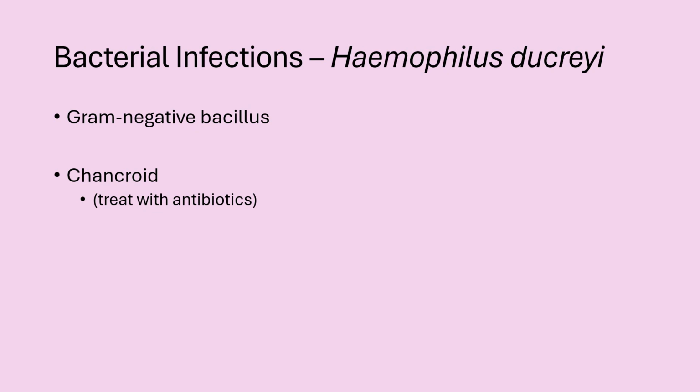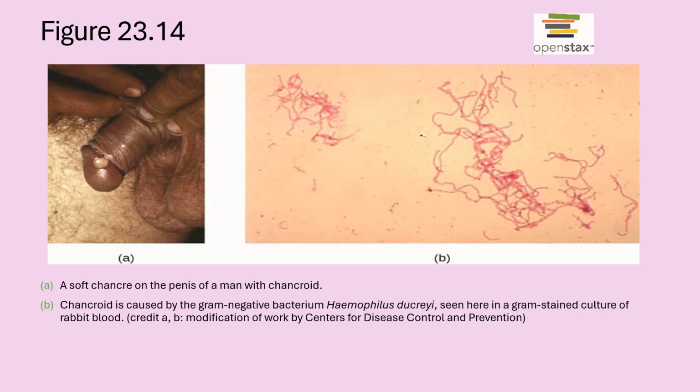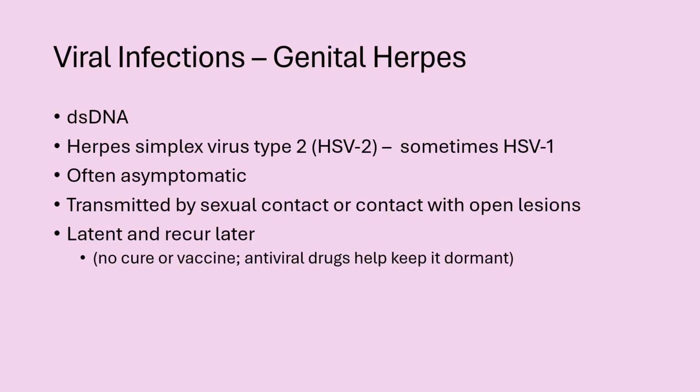Haemophilus ducreyi is a gram-negative bacillus. It also causes chancroid. It can be treated with antibiotics. And this is showing the lesions once again, in this case on the penis. Once again, more prevalent in males because the genitalia is external. And then under the microscope, you can see what it looks like.